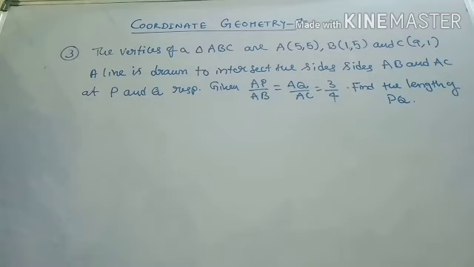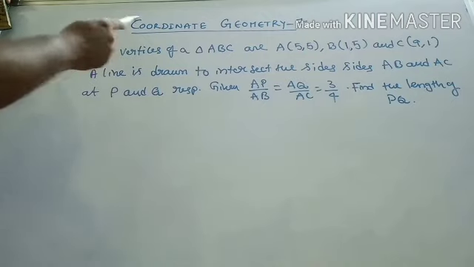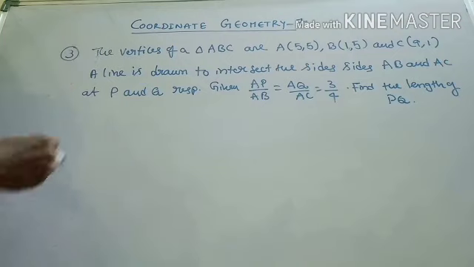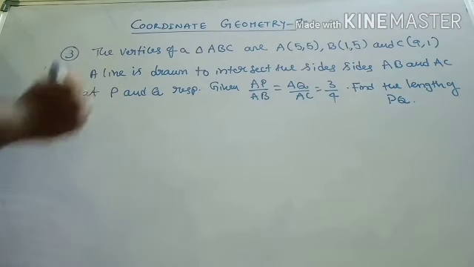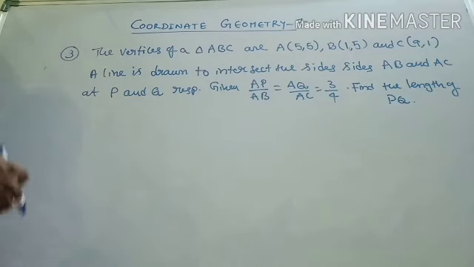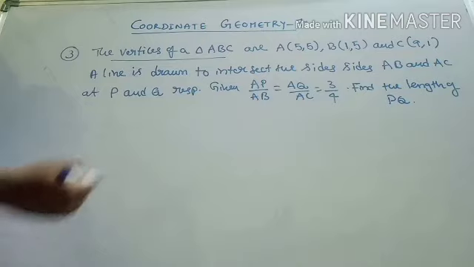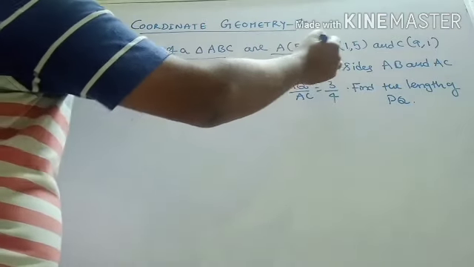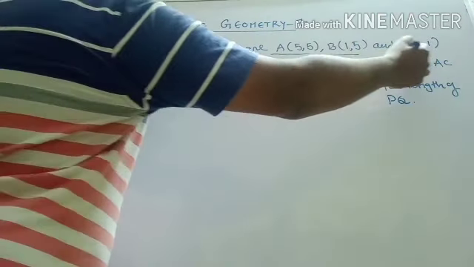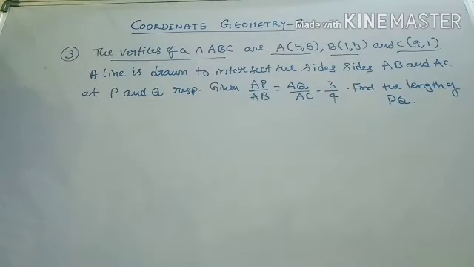Now the third problem, which is a very interesting problem. Even though the sentences are lengthy, there is nothing difficult here. Let us read out this problem and try to find what they have given and what we want to do in this particular problem. They have given the vertices of triangle ABC as A (5, 5), B (1, 5), C (9, 1).